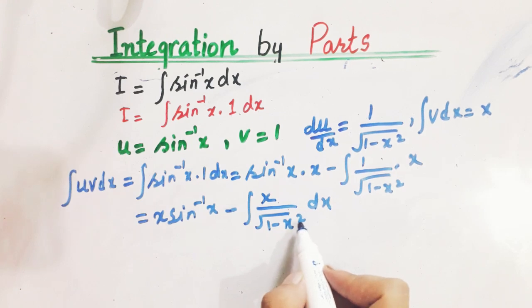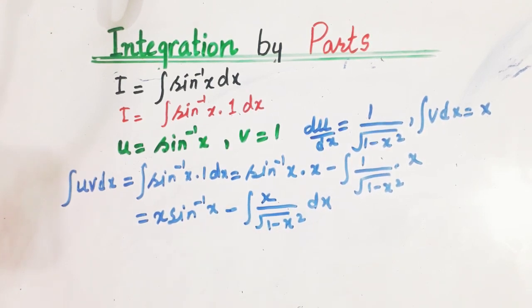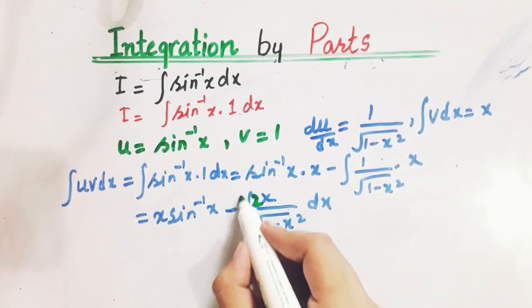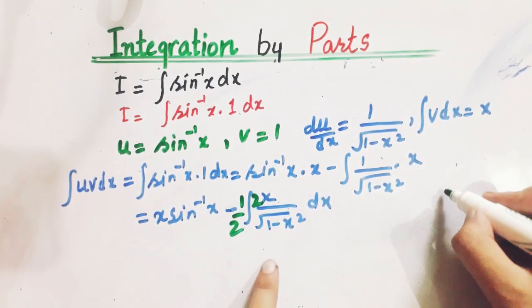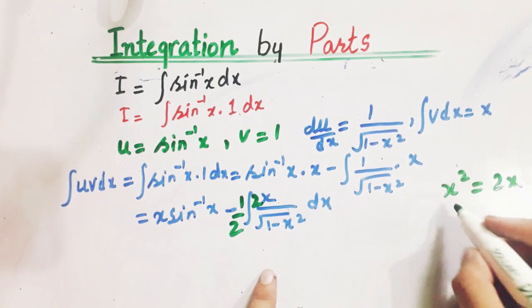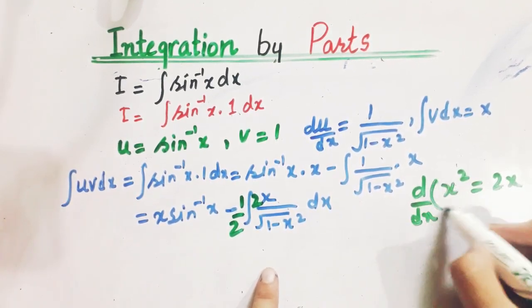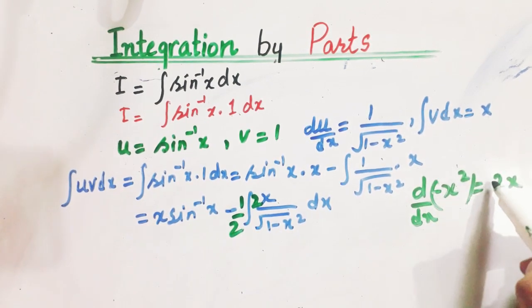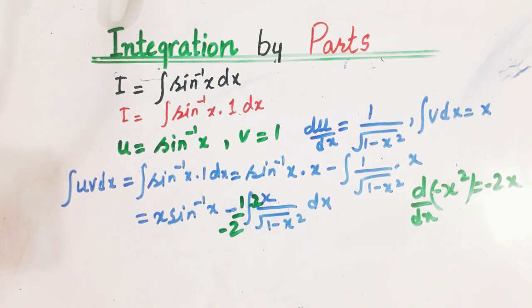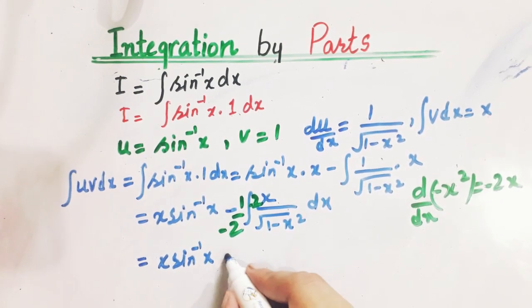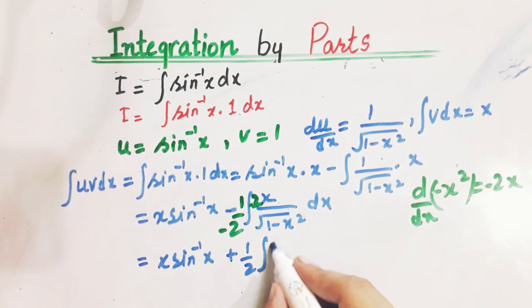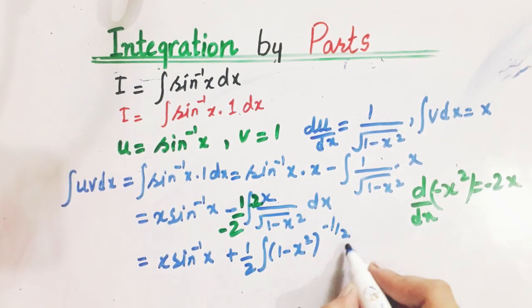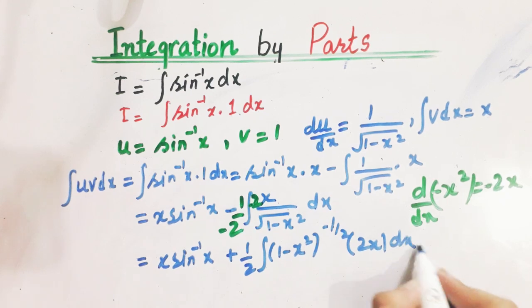Derivative of x square is 2 of x, so we require 2, so we will multiply and divide this by 2, 1 by 2. Reason is that derivative of x square equals 2 of x. So this is equal to x, and again minus sign because minus x square, so minus 2x is required, so here is also minus. So we get x sine inverse of x, and this will be plus 1 by 2 integral of 1 minus x square, and power is minus 1 by 2, and its derivative 2 of x d of x.